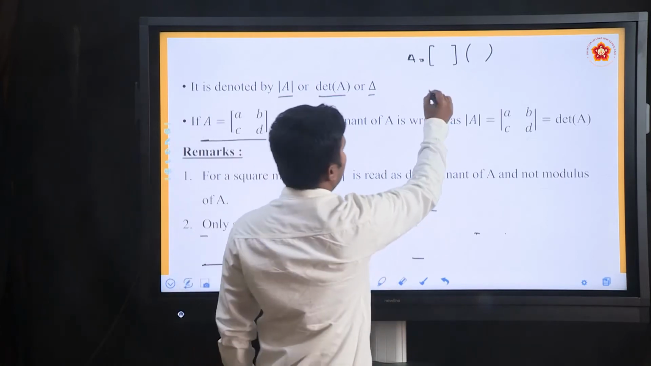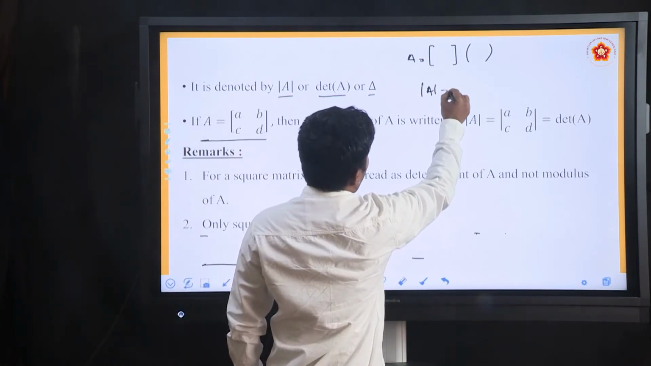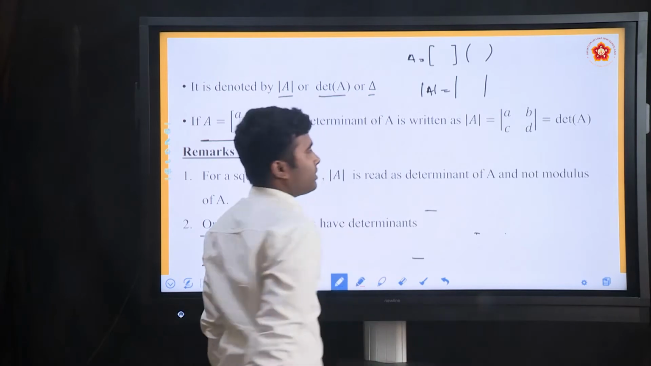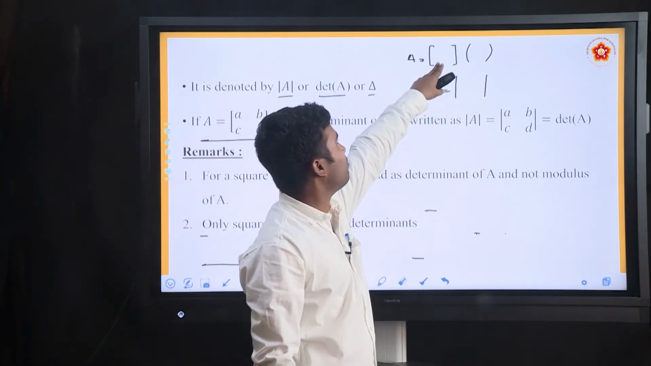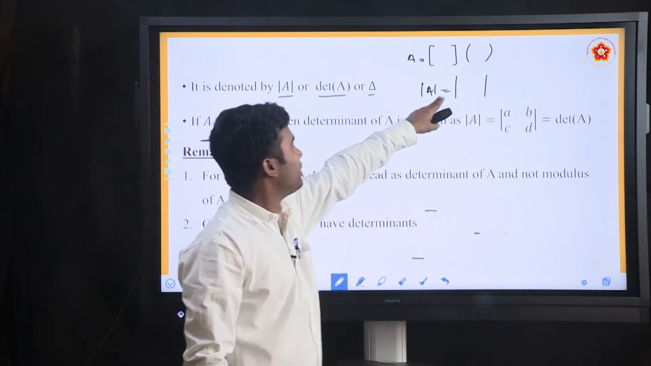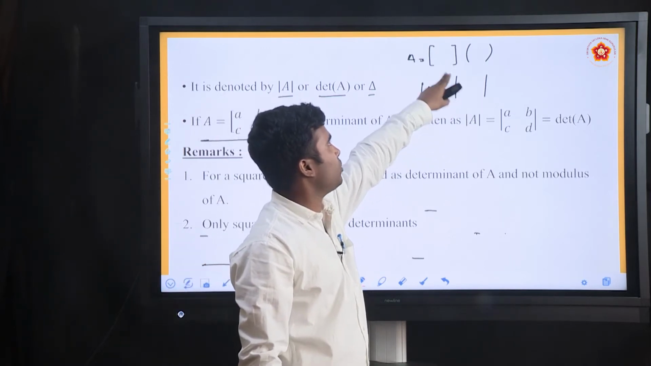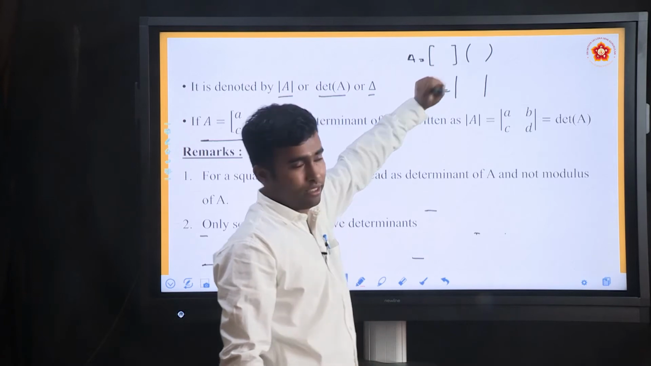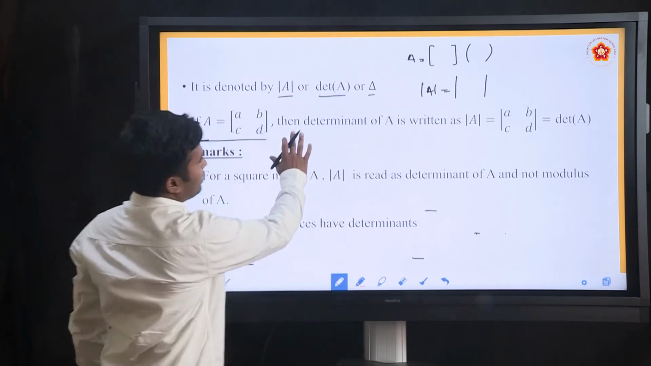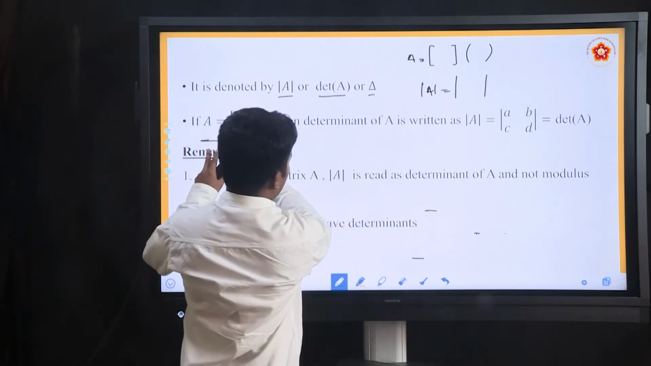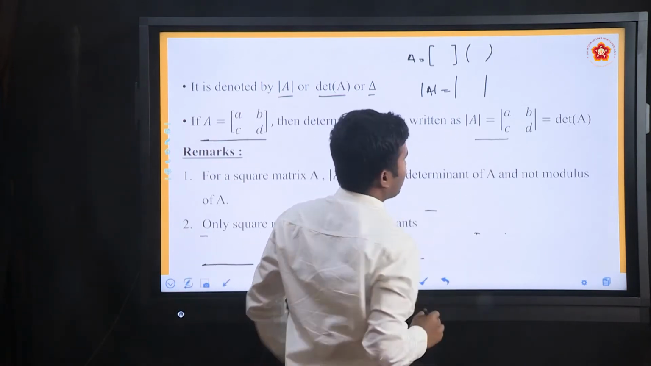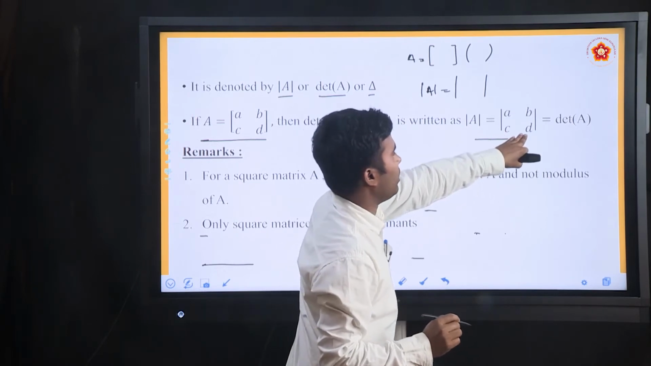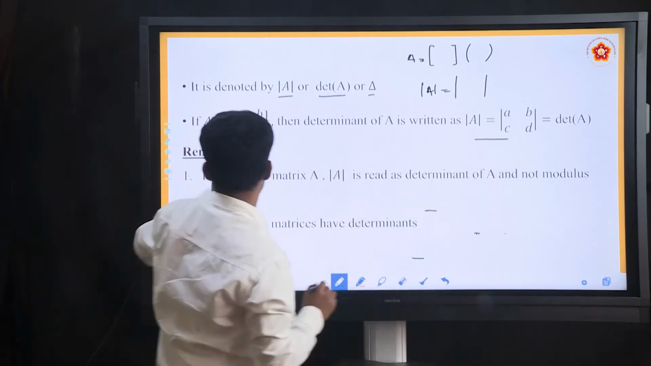Suppose you write something like this, with parallel lines, which denotes our determinant. Do not confuse a matrix with a determinant. Generally we denote the determinant like this, do not denote it like this. Here this is a matrix of order 2, and in the case of determinants it can be written like this. So this denotes the determinant of matrix A.